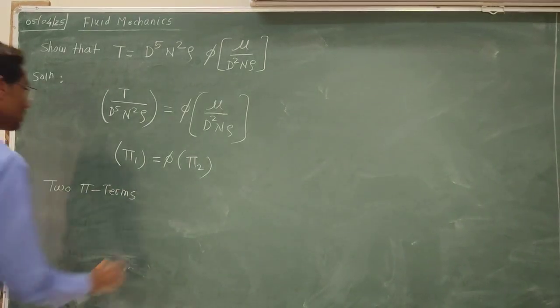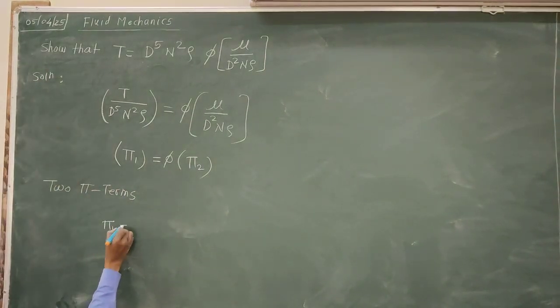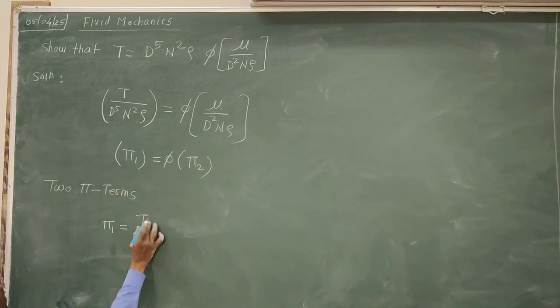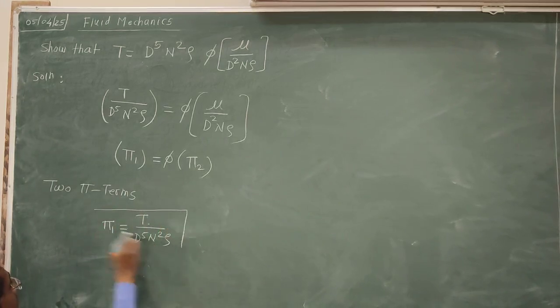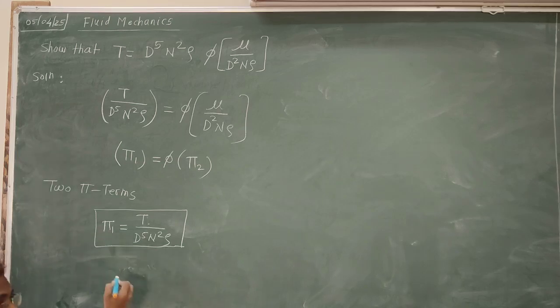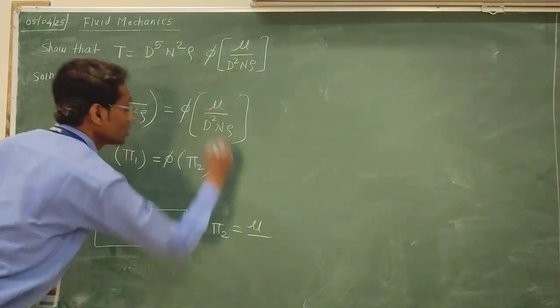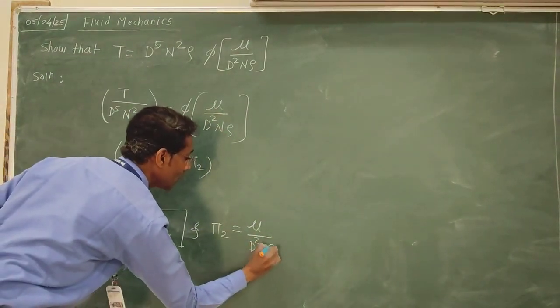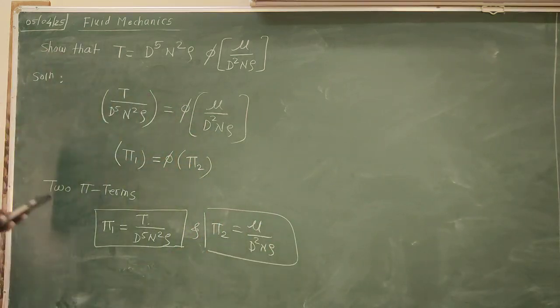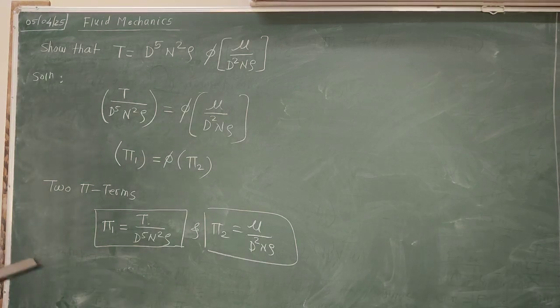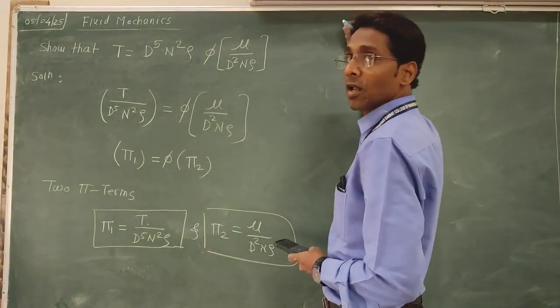2 pi terms. Means our final objective will be what? Pi 1 is equal to, we will get T upon d raised to 4 n square rho. This pi 1 term we will get in this way. Okay, and pi 2 term we will get, that is mu upon d square n rho. This we have to find by using Buckingham pi theorem. Okay, now how to find? So that is, we start first.